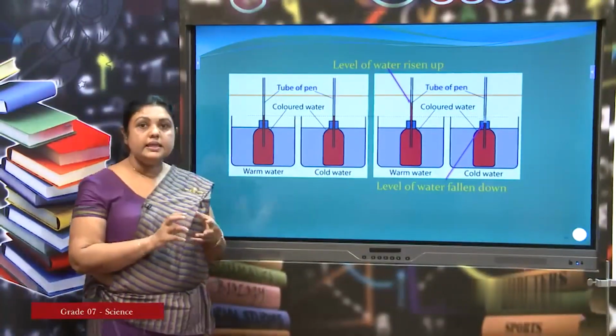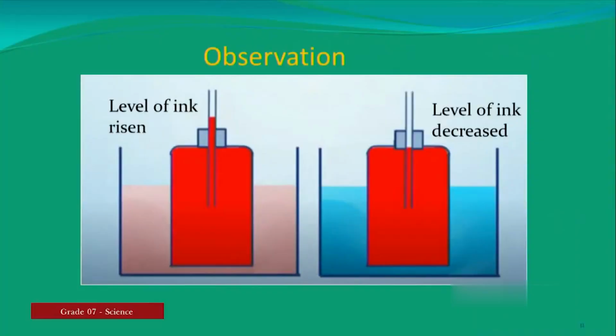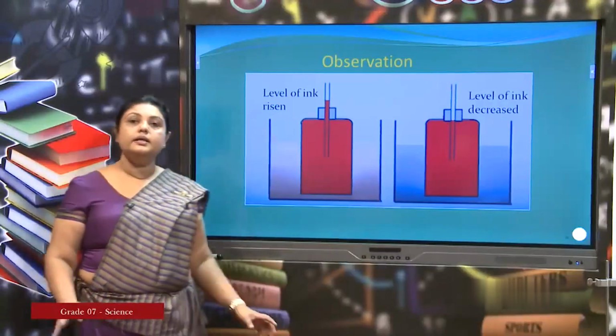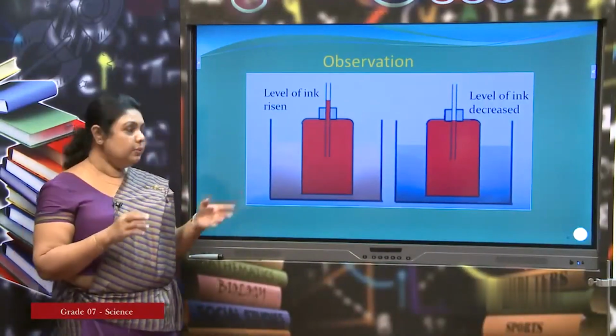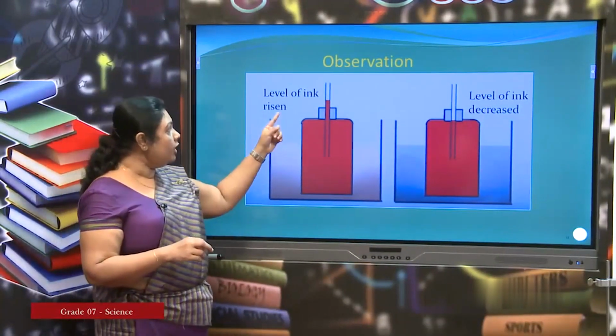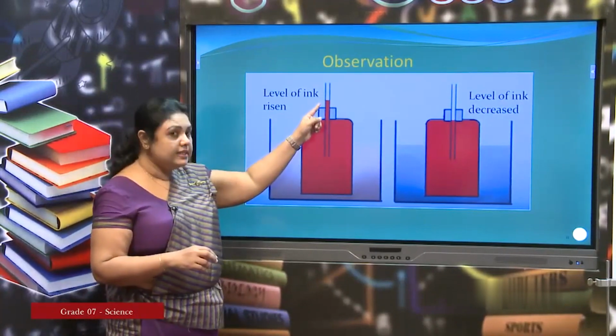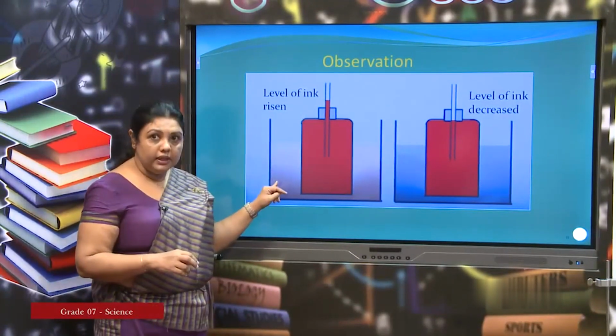So, this happens: the level of ink in the warm water. Here the red color, you can see it is warm water, it has increased, clearly you can see. Then after that, the level of ink decreased here in the second one. It is in cold water. So, what does this mean? Always we can find out the level of ink increases because of the heat.